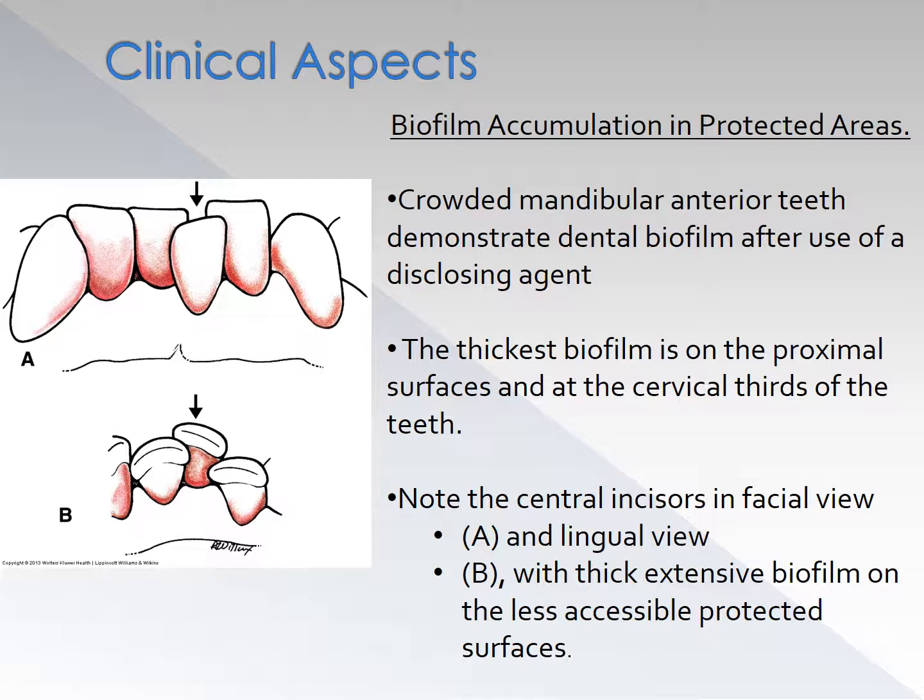The thickest biofilm is on the proximal surfaces and the cervical thirds of the teeth, and that's because people are eating and often improperly brushing, so they aren't getting that more apical third or cervical third of the teeth. Note the central incisors on the facial view and lingual view on A and B, with thick extensive biofilm on the less accessible and protected areas.